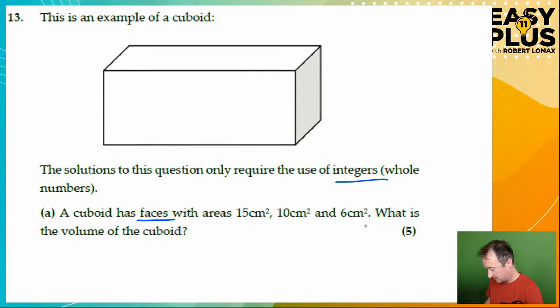It's got faces with these areas. Now, you should be able to see with virtual certainty that the 6 centimeter squared face is going to be this one. And then one of these is bigger than the other. One's 10, one's 15. It doesn't matter, it depends where you've turned it, but let's just arbitrarily say that this one faces an area of 15 centimeters squared. This is an area of 10 centimeters squared.